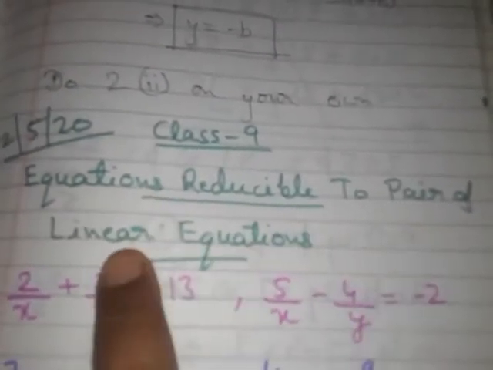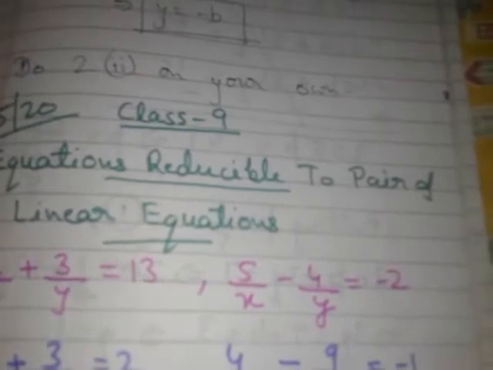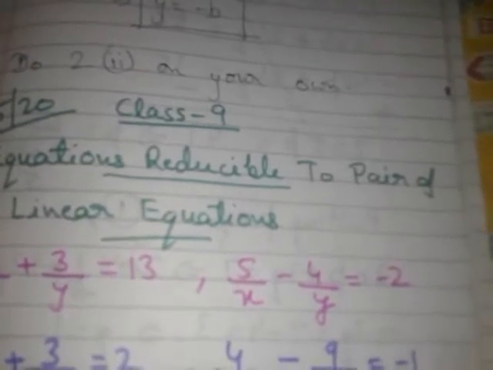Equations reducible to a pair of linear equations. That means when you look at these equations, they will not look like a pair of linear equations, but we can reduce them to a pair of linear equations and solve them.